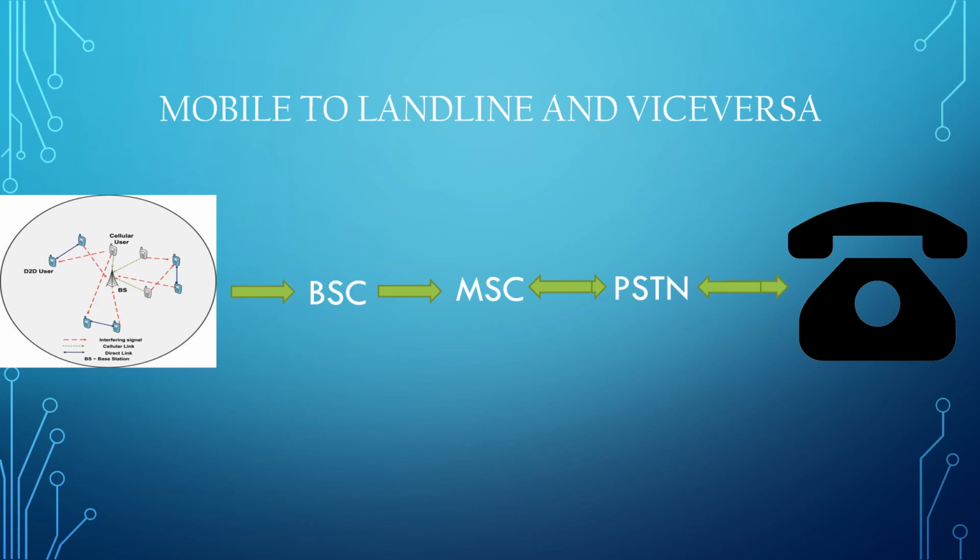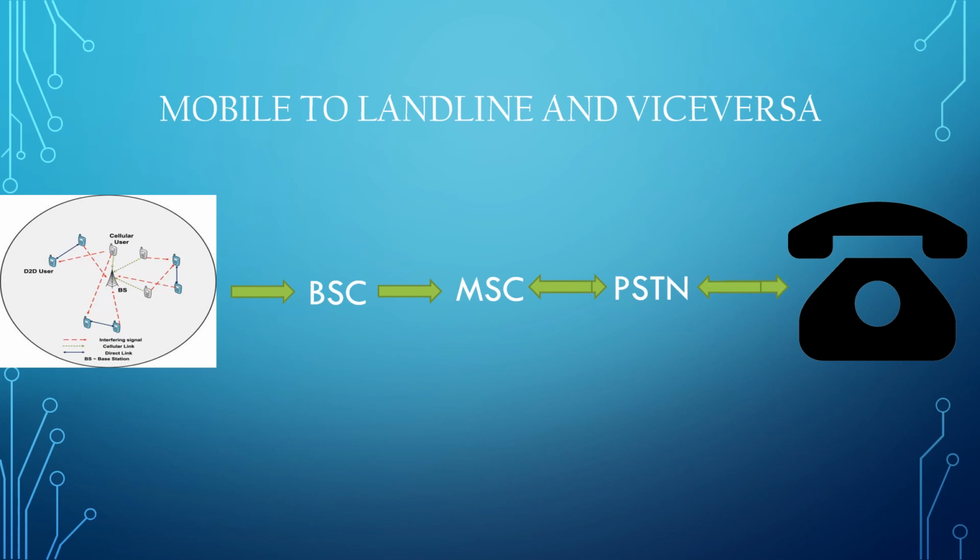Let us now see how a call is made from a landline phone to a mobile phone. It is the reverse process. When a user dials a number to make a call, first of all, a call initiation request is sent to the reverse control channel. Also, with this request, the phone sends the mobile identification number MIN, electronic serial number ESN, and the dialed telephone number. The base station receives this data and sends it to the mobile switching center MSC.